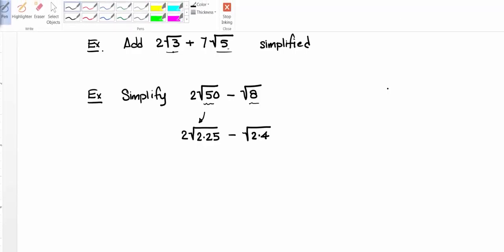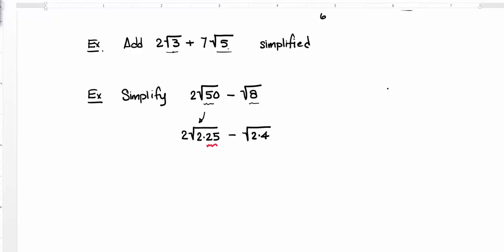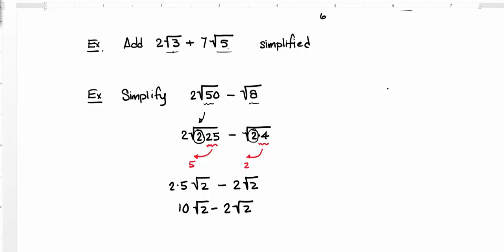Okay, so now if I look and I know how to simplify my square roots, the square root of 25 comes out as a 5, right? And the square root of 4 comes out as a 2. So here I have 2 times 5, and the 2 stays in here. And over here, one of the 2's comes out, but the other 2 stays in. So I really have 10 times the square root of 2 minus 2 times the square root of 2.